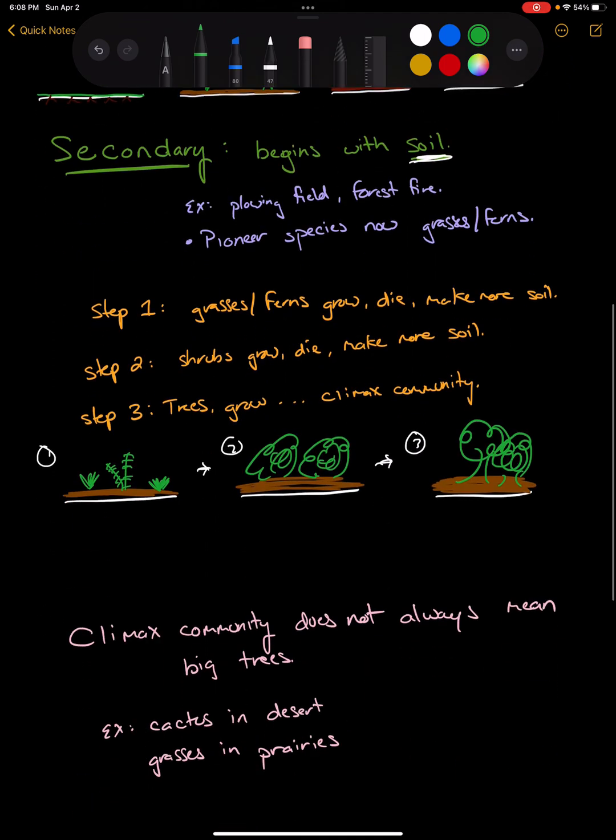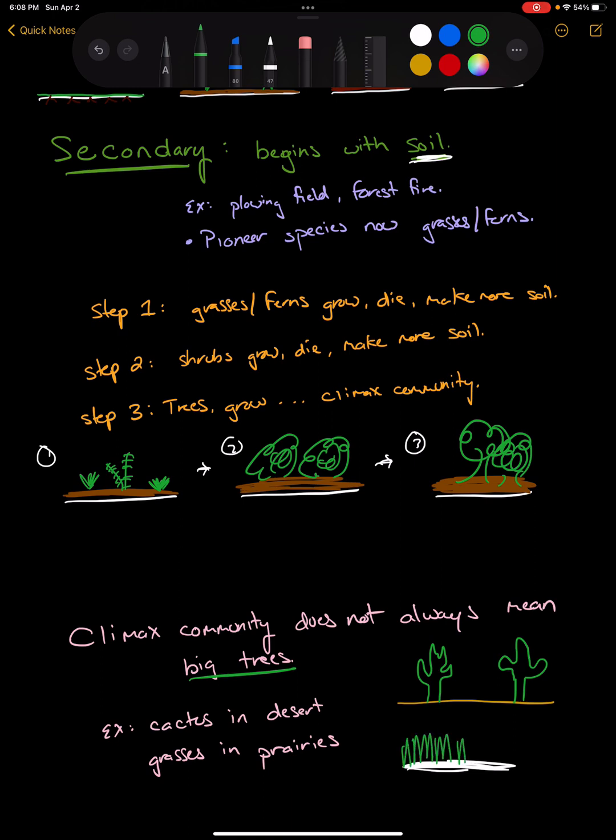Now, one thing about climax communities, though, is that it doesn't always really mean big trees, right? If you think about a desert, like here's my desert, I'm not looking at big trees, but I'm going to look at a cactus, right? But when cactuses can grow in an area, then that's going to be the climax community. Or it's the same thing around us when we start looking at prairies. Prairies aren't always filled with big trees. Sometimes they're just filled with grasses. But whatever that end community is, that's the climax community.